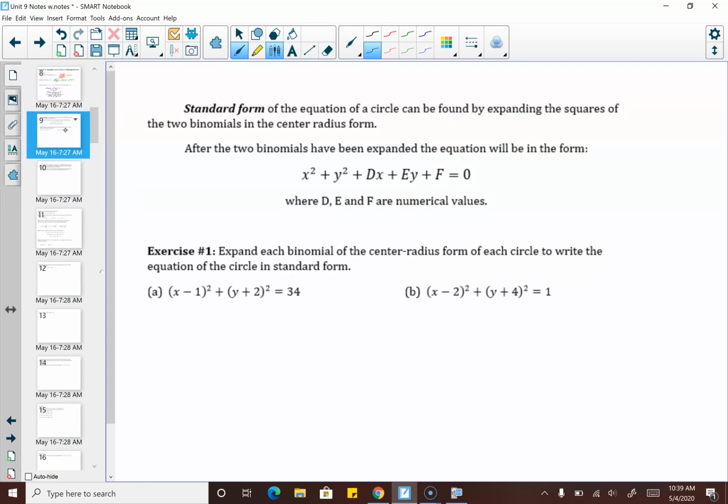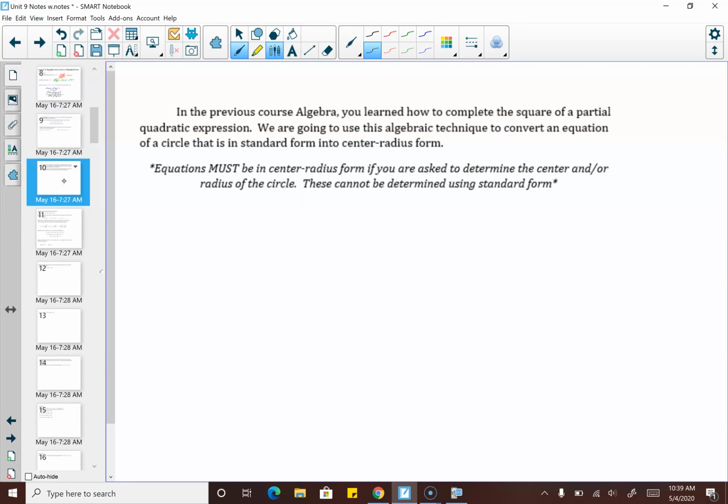Now, I'm going to be perfectly honest. You need to know more how to get standard form into center radius form. So we're actually going to skip exercise 1 because I believe that you can all multiply out those parentheses, combine your like terms, and set it equal to 0. So what I want to focus on more is, well, how do we get from standard form to center radius? Because center radius, in all honesty, provides us with a lot more options for how we can solve problems, okay?